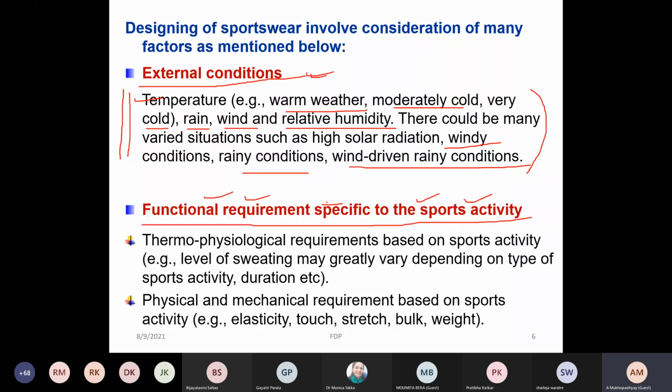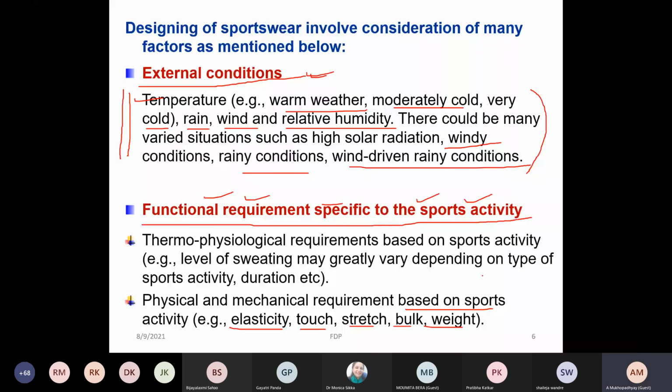Physical mechanical requirements based on sports activity, for example, elasticity, touch, stretch, bulk, and weight, are all influenced by the type of sports activity. If a person is playing lawn tennis, this kind of garment will be different than for a person playing football or a person playing rugby.